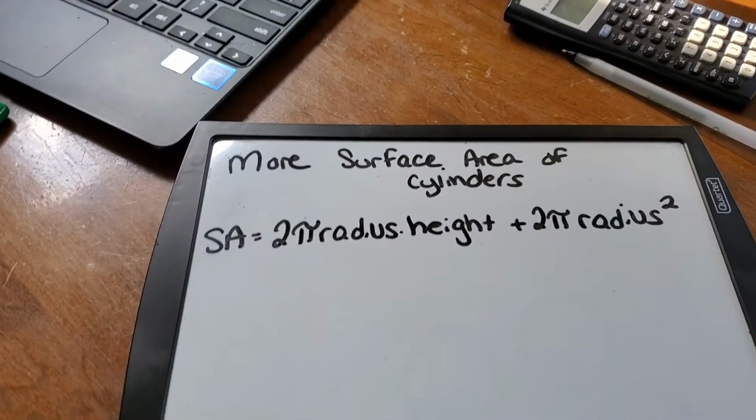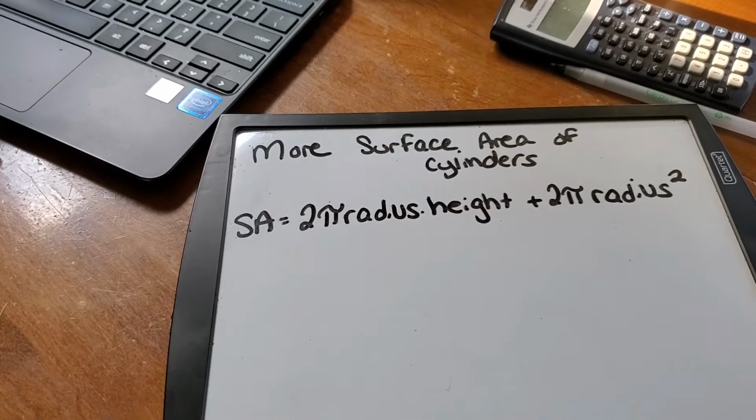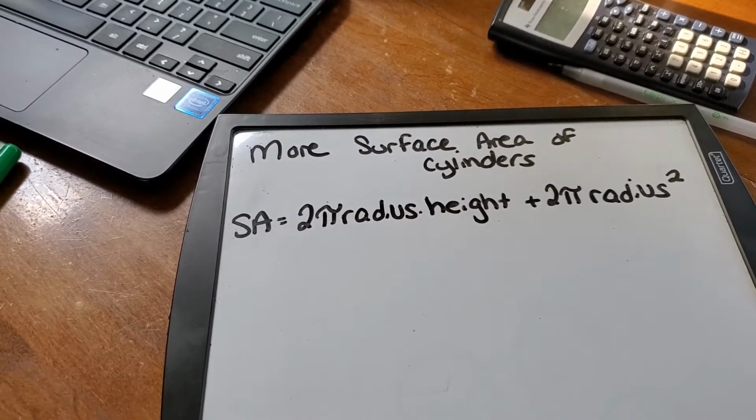I found the surface area of this can of tomatoes by finding the lateral area. Remember, the lateral area goes around the side. I got that by wrapping this paper around it and finding the area of the paper and the area of the two circles. And that helped us come up with this formula: 2 times pi times radius times height plus 2 times pi times radius squared.